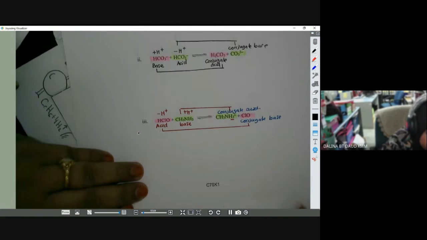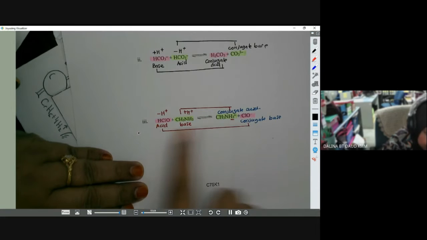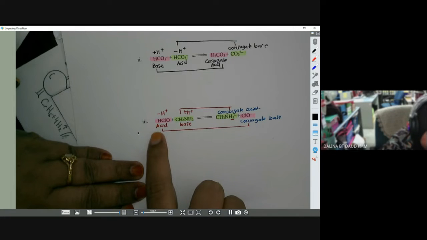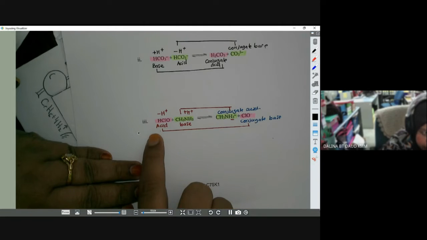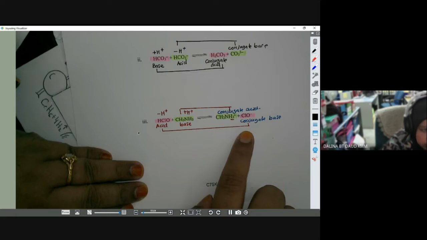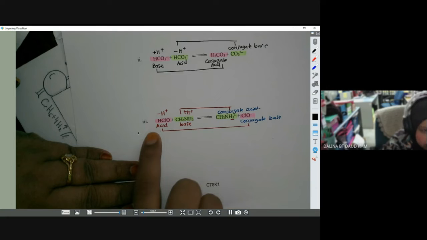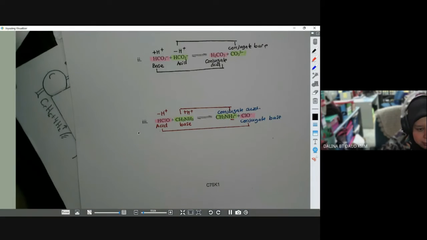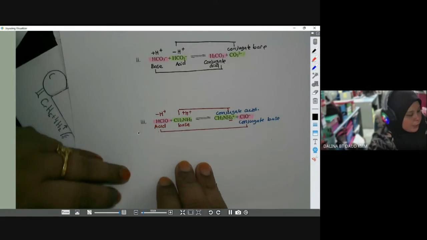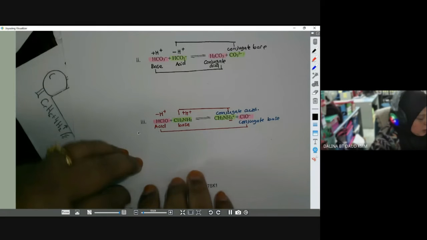So you kena tahu tindak balas antara acid and base and the product is depends. If it comes from the acid, automatically the product is known as conjugate base. If it comes from the strong acid, the product will become weak conjugate base. Dia kena berlawanan. Produk dia akan bersifat berlawanan. Okay? Boleh saya teruskan? Yeah, okay. Sifat dia akan berlawanan ya. Okay, kita pergi soalan C.